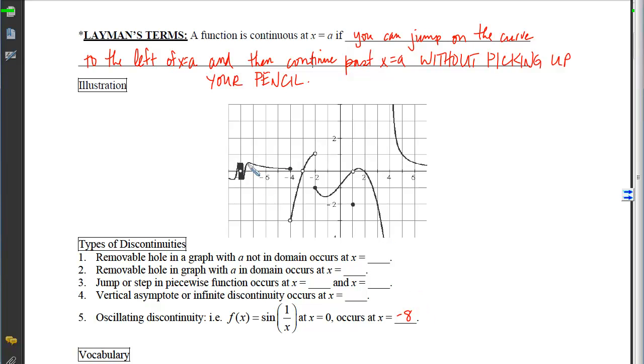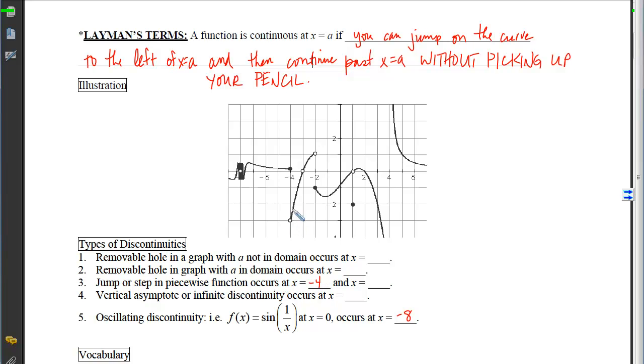If we continue along our curve, we don't have to pick it up until we hit -4. And when we hit -4, in order to continue, we have to pick up our pencil and move it down to this piece of the graph. So at -4, we had to jump from one y-coordinate to another y-coordinate. So this would be considered a jump or a step in the piecewise function.